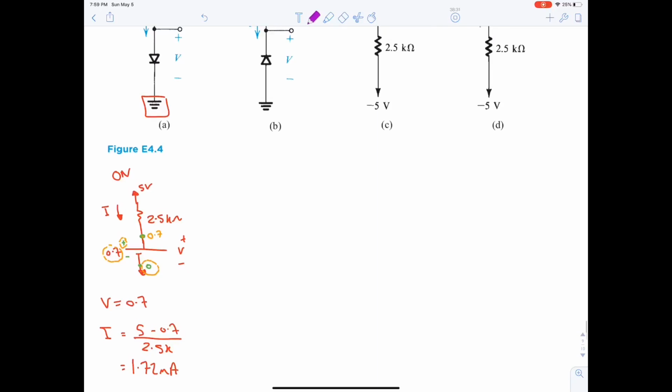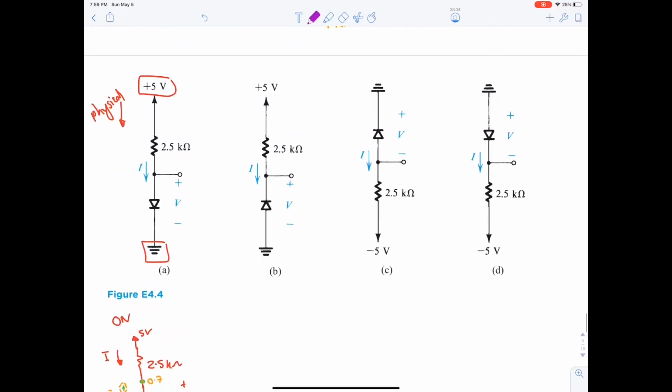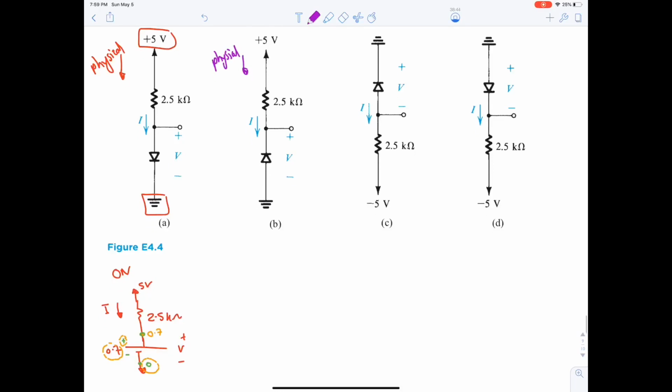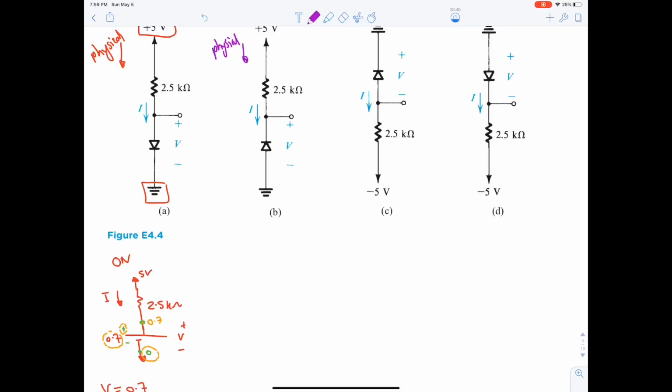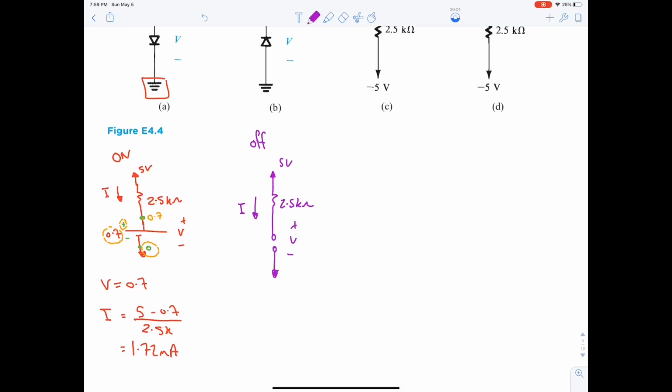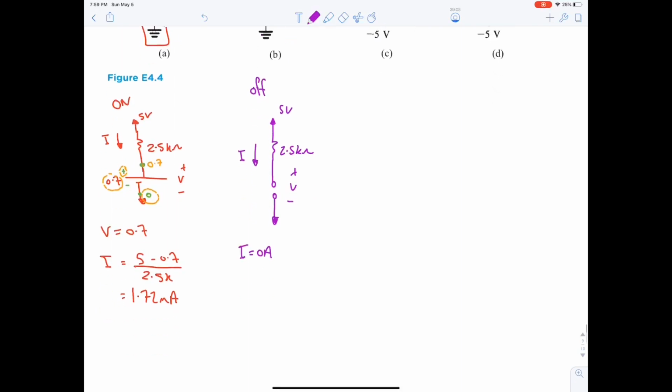Now, moving on to the next part. Here, the physical current is from high potential to low potential. The diode is off because it's facing the current, the physical current. So it will be represented as an open circuit. What's I here? I is 0 because we have an open circuit, and V is equal to V plus minus V minus. Let's see.